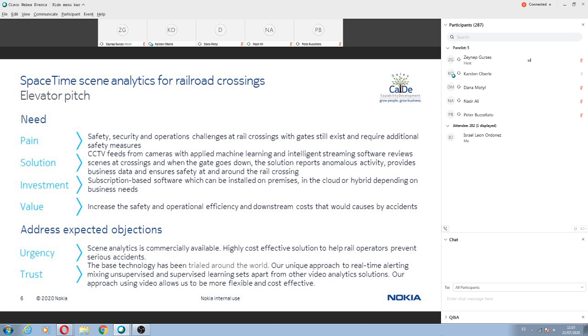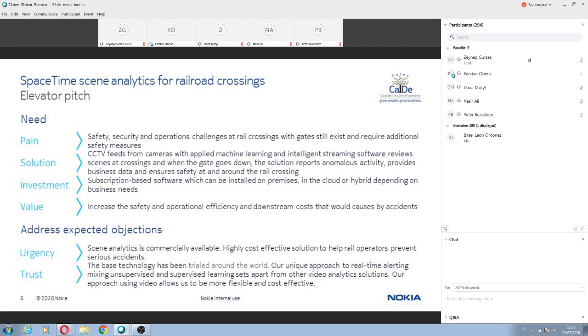Still today, in the year 2020, there are cameras everywhere. We have a lot of gated crossings. There are really few ungated crossings, but still there is a lot of accidents happening.